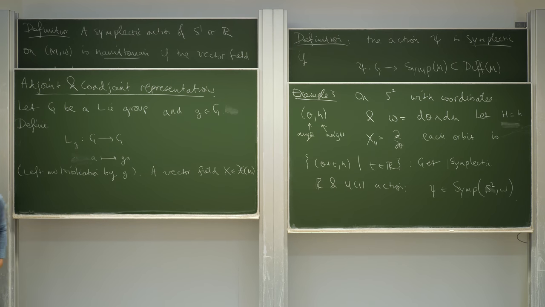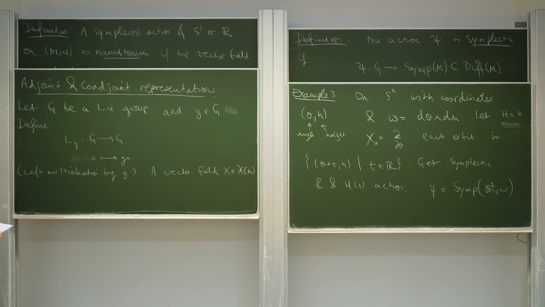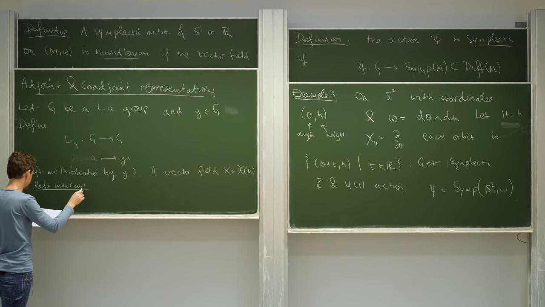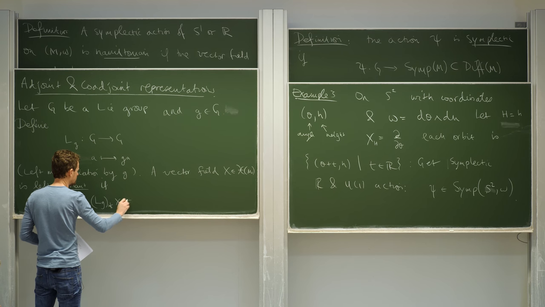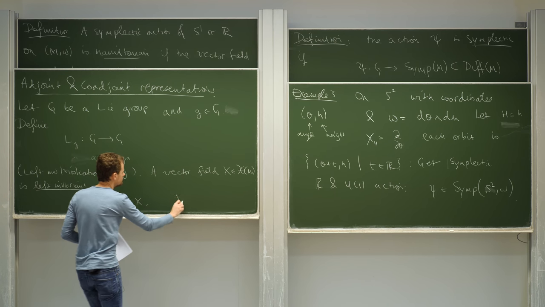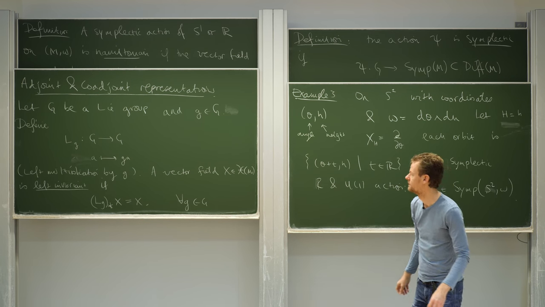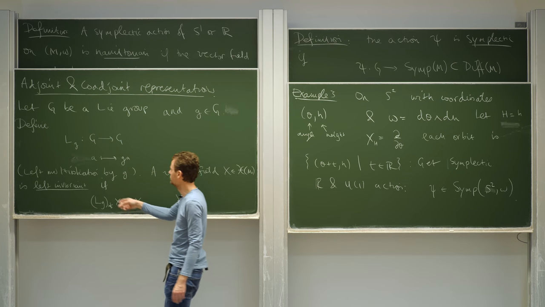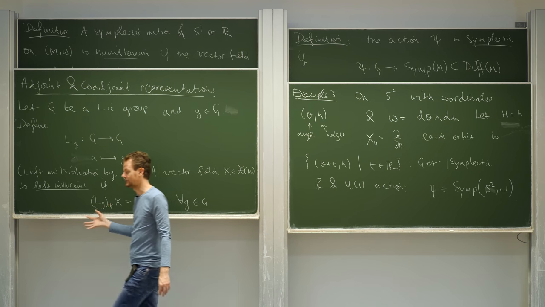Now, if we have an action of a Lie group on a manifold, be it itself or some other manifold, then we can talk about vector fields which don't change when you do this, invariant vector fields. So if you have a vector field on a manifold and you do this map on the manifold, then you can push forward that map to do something on the vector field. And if that vector field is unchanged by the push forward, then it's left invariant.